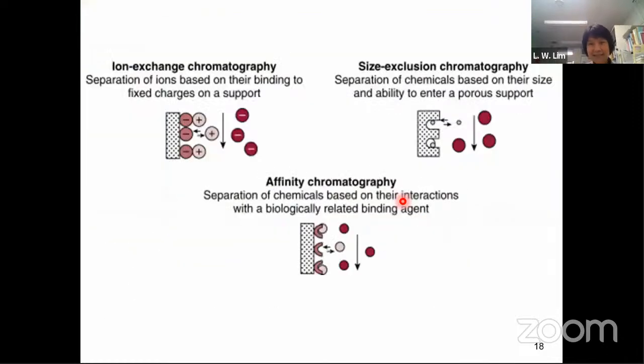Right. Another one that we will talk about today is ion chromatography. Like I said in the beginning, it is very straightforward. It is based on the binding of fixed charges on the support. So if you want to separate ions, then your column will have ion exchange sites so that different charges will have different interactions.